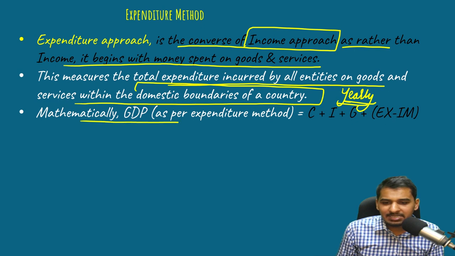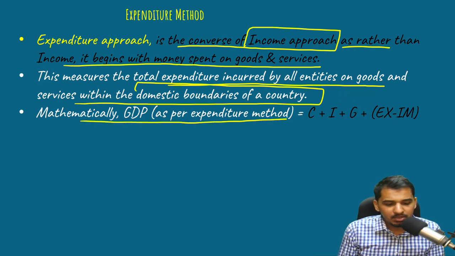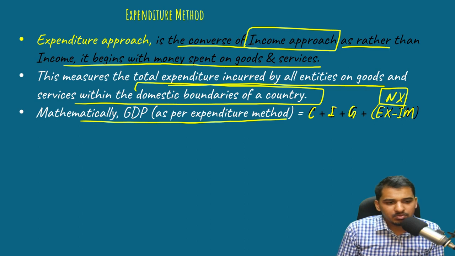So mathematically, GDP as per the expenditure method would be C plus I plus G plus exports minus imports. That is, this is known as net exports.